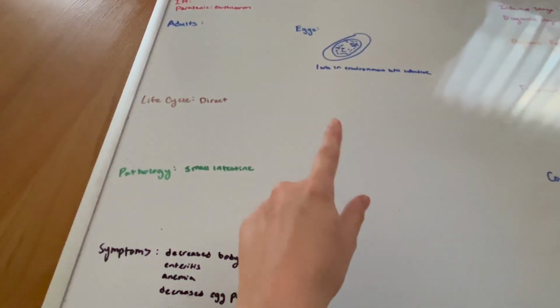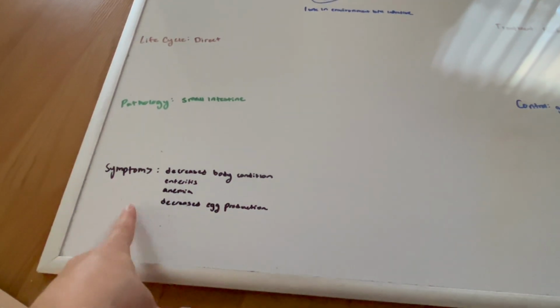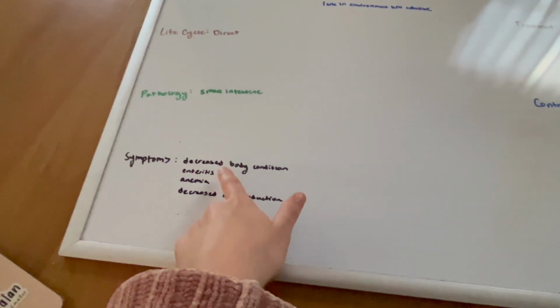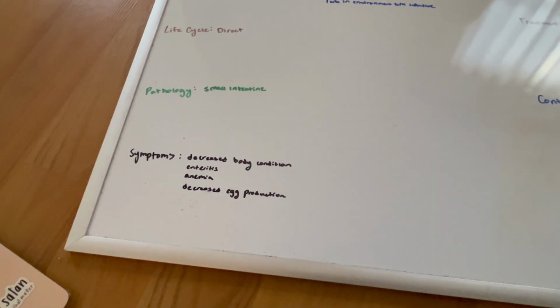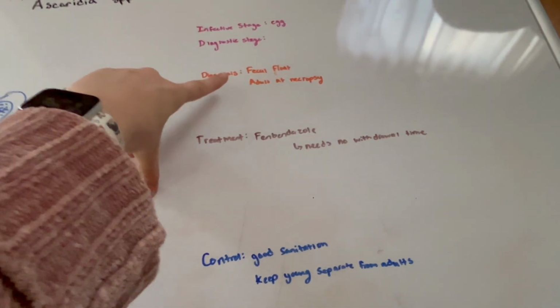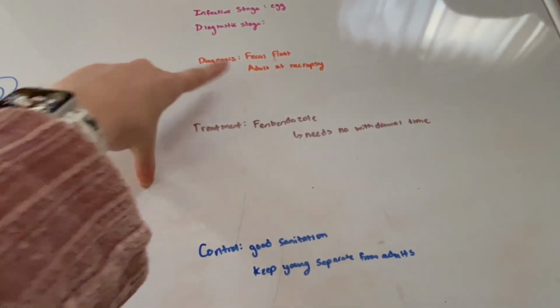Pathology, these live in the small intestines. Symptoms, they're going to have decreased body condition, enteritis, because it's in the small intestines, anemia, and decreased egg production. To diagnose it, you mainly do a fecal float. You can do adults and necropsy.